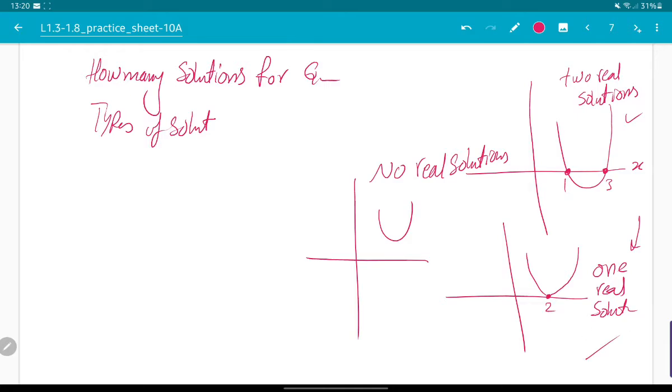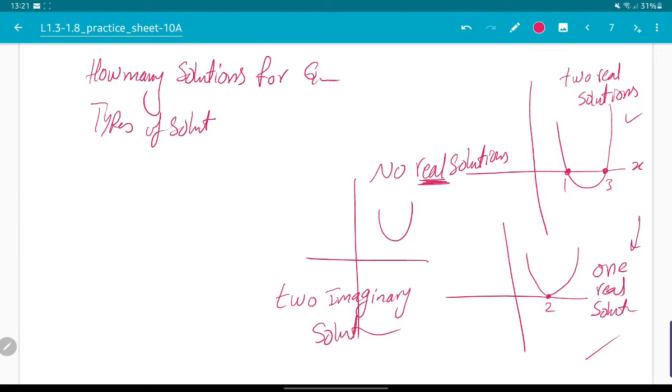What about this one? Okay, here we go. No real solutions means it could be imaginary. So the graph doesn't intersect with the x-axis at any point. Because we need two solutions, we imagine that we have two solutions. So we can say it has two imaginary solutions.